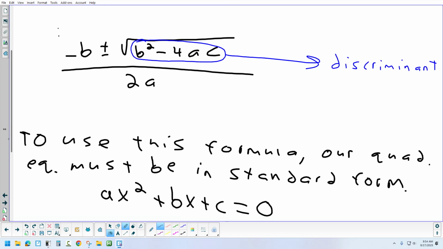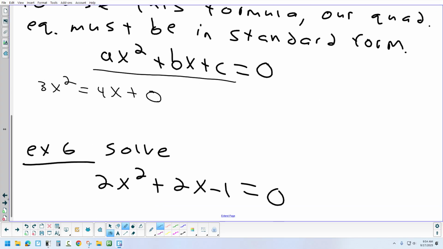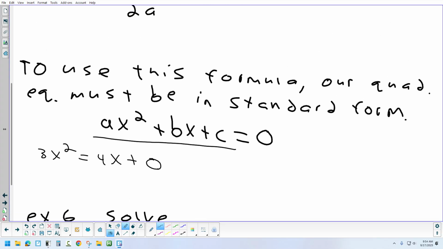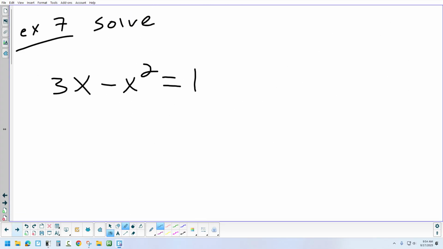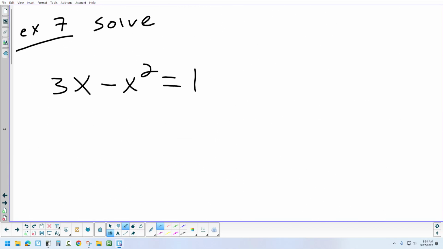Remember, to use the quadratic formula, you need to write your equation like this. If your equation is like this, you're not ready to use the quadratic formula. You might think b is 4 when b is really negative 4, because you have to move it to the other side. That one's ready to use the quadratic formula. Okay, so always make sure it's in standard form. Is that one ready for the quadratic formula? No, you have to subtract the 1 to the other side first. And that was another rectangle problem, but we can take a look at it.